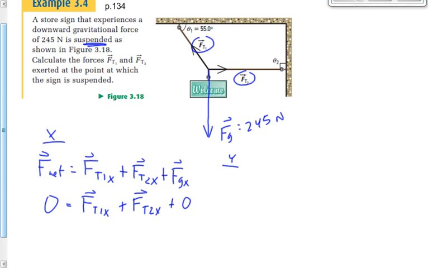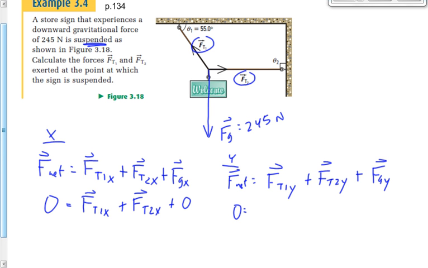Let's say the net force is equal to the sum of the forces again. That's going to be FT1 y component plus FT2 y component plus Fg y component. What's the net force again for the y component? We know this, right? Olivia, what's the net force for the y component? The net force is still 0 because it's not moving. So the forces have to balance out.